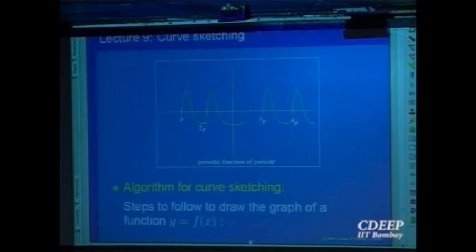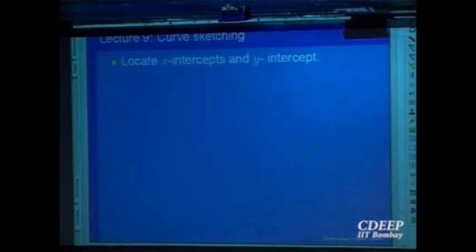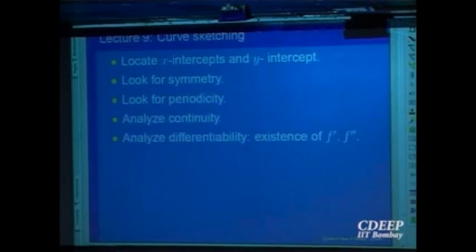So let me just summarize this. This is what is called curve sketching, or drawing the picture of a function using calculus. So the observations are: locate the x-intercept and y-intercept. Locate the symmetry, whether it is even or odd, if at all. Sometimes it may be symmetric with respect to some other line, not the y-axis. So that is another possibility. Periodicity, analyze continuity, analyze differentiability of the function, first derivative, second derivative, and so on.